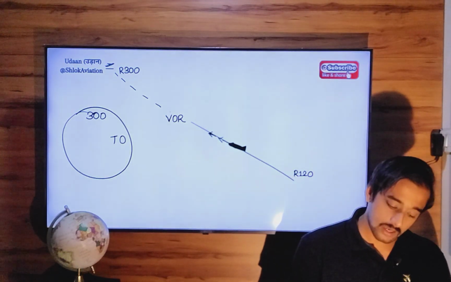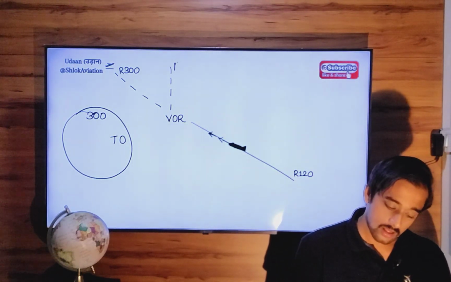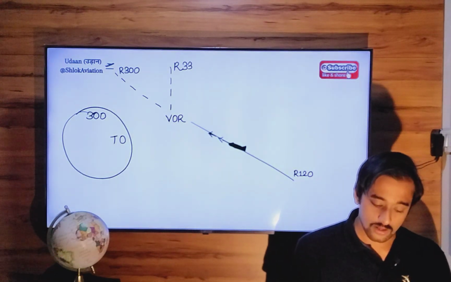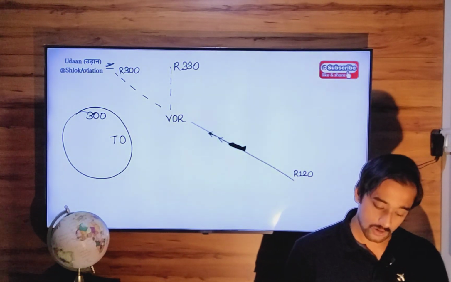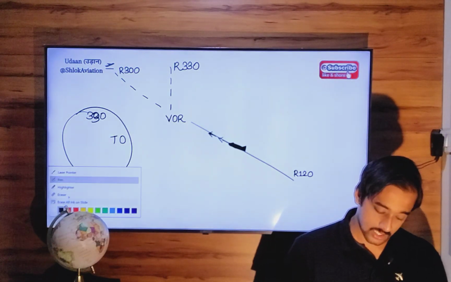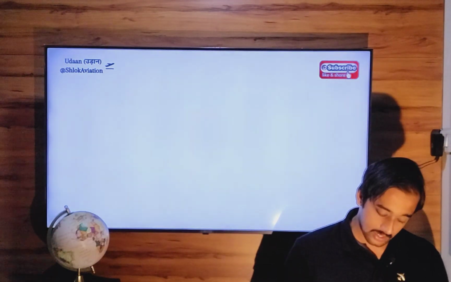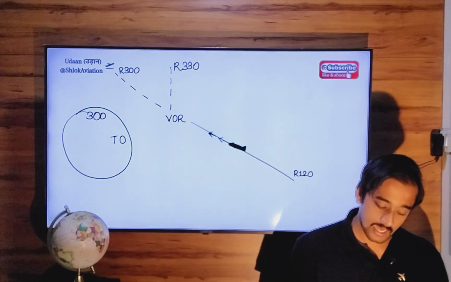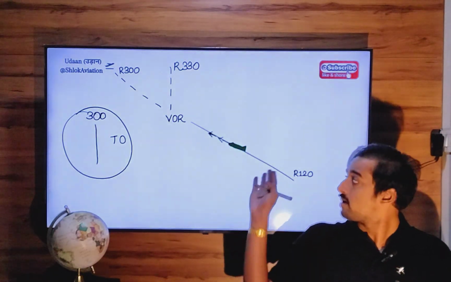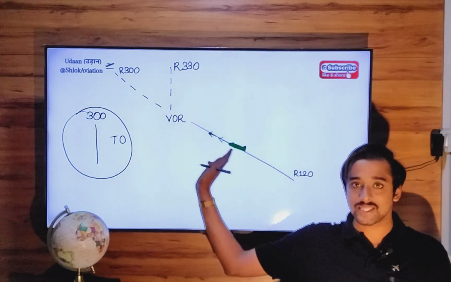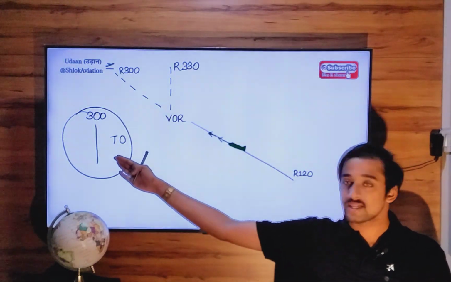Now in your OBS selector, if you put 300, you will get a TO indication. But the pilot has put radial 330. So if you put radial 330, you will still get a TO indication. Now with 300 indication, your CDI needle will remain in the center. Why? Because you are tracking radial 120 inbound correctly, that is on the center line. So needle remains in the center.